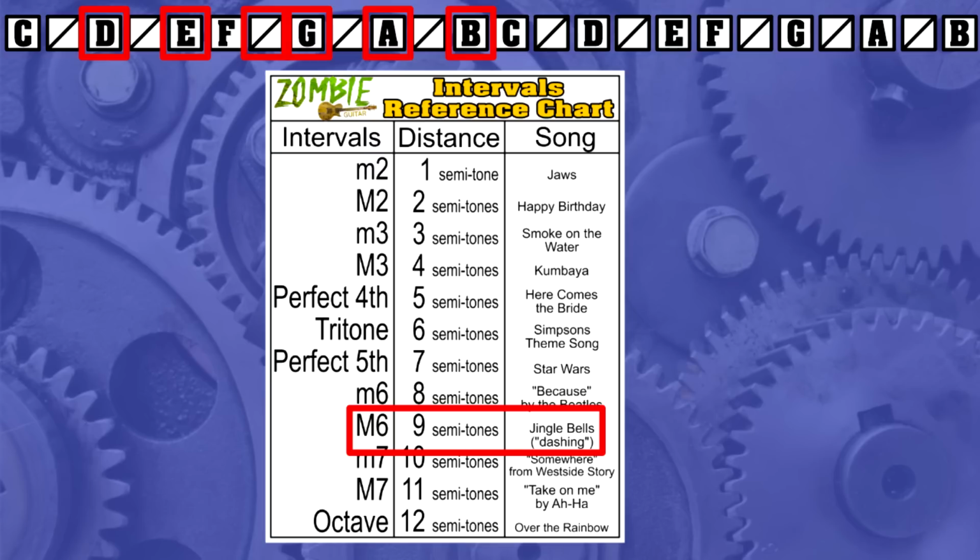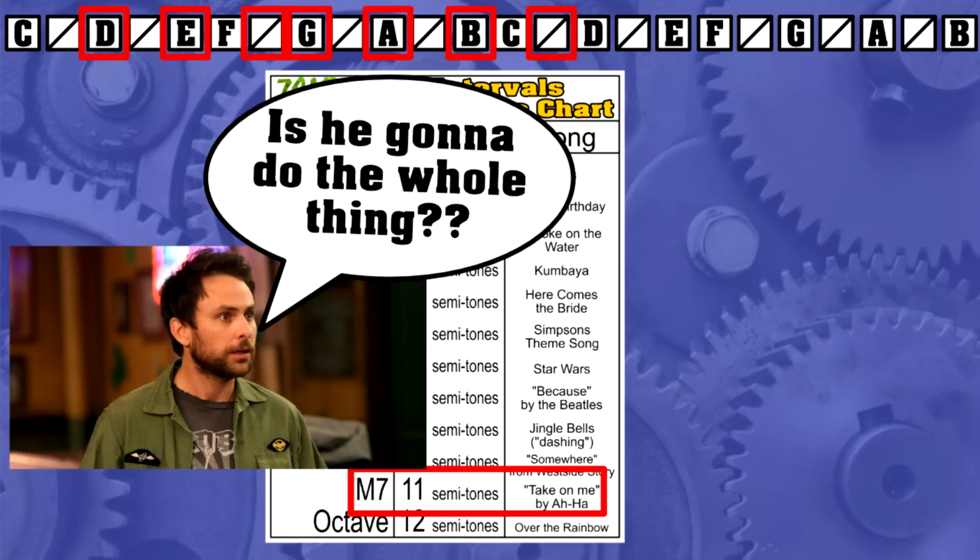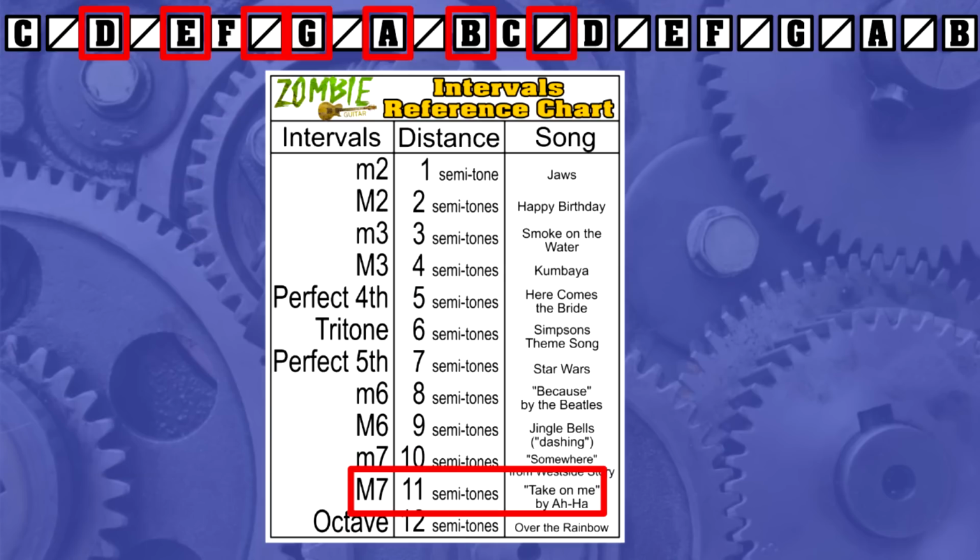The 7th note of a major scale is a major 7th interval, which sounds like this. That's 11 semitones. And you can think of the song Take On Me. So hold your ears because I'm about to sing here. So take on me. Horrible, I know. But so that's the sound of a major 7th interval.